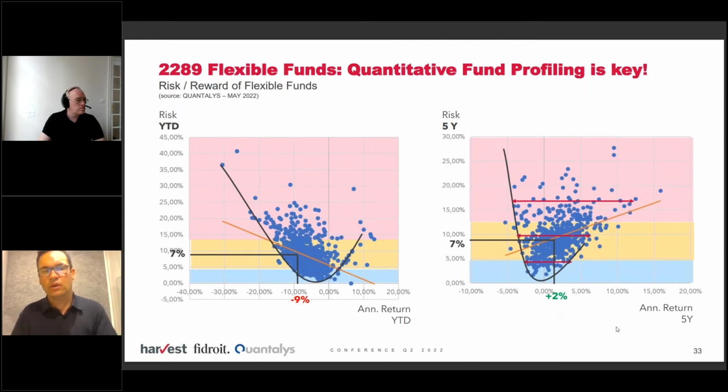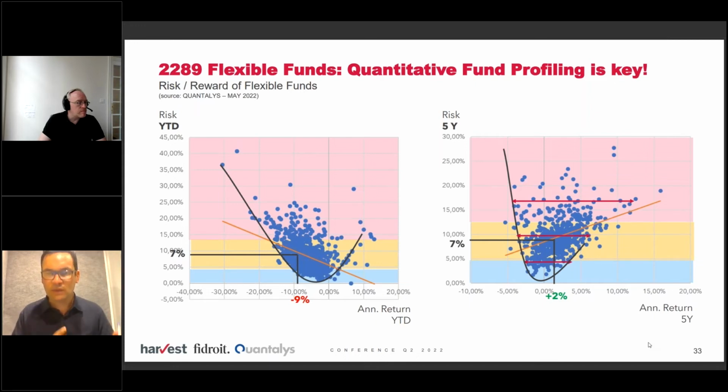On the right, you have the same analysis on the last 5 years, with an annual return of 2% on average for the category, with the same level of volatility. And you have a similar situation: defensive flexible funds in blue. In yellow, you have the flexible funds which are close to the category in terms of risk-return. And in red, you have flexible funds who are doing something, I don't know what, with high volatility, 20, 25, 30% volatility for this fund.